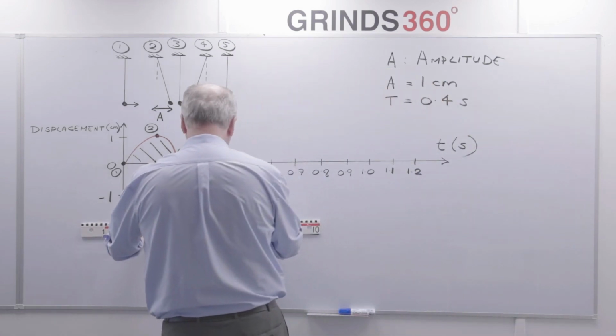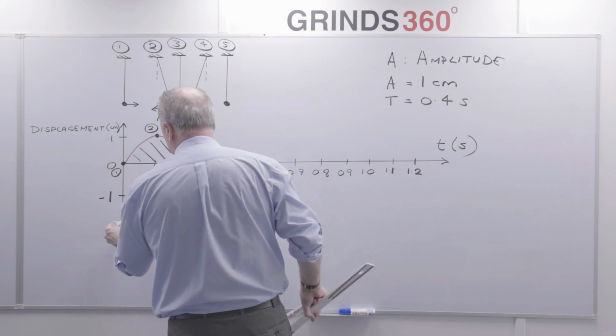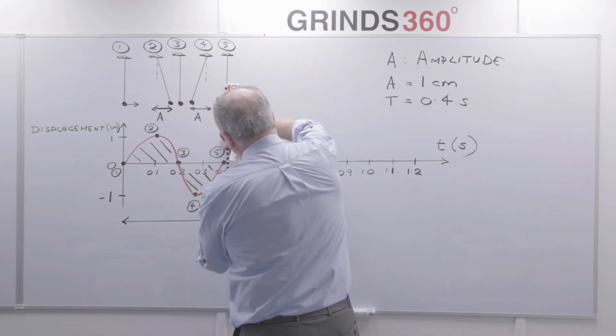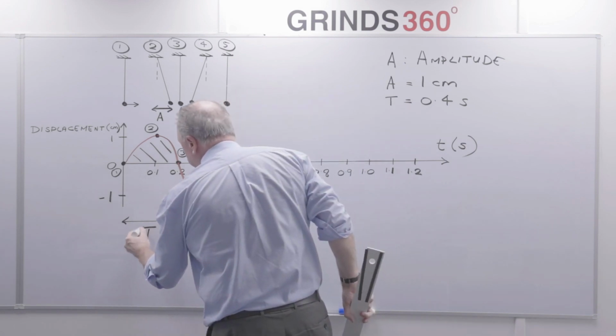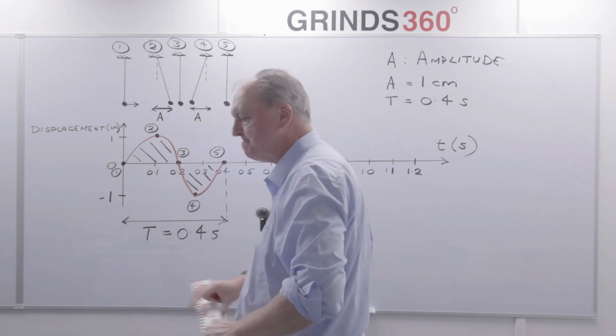The time it takes to complete that 1 cycle, that is, well, have a look at your graph. The time it takes to do 1 full cycle, that there is 0.4 seconds. So just looking at your graph, periodic time t is 0.4 seconds.